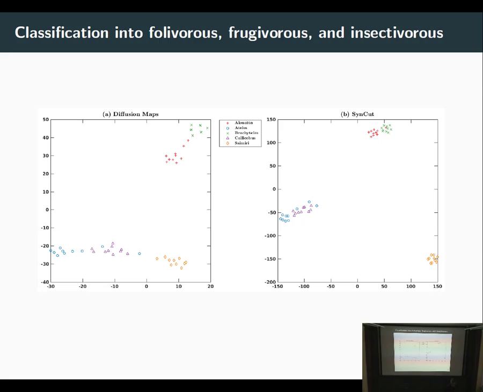The diffusion map is a popular way of matching shapes. That's another algorithm that's used in shape analysis. That's an example of an established algorithm that's used for this. So this SynCut seems to see things a little more precisely.